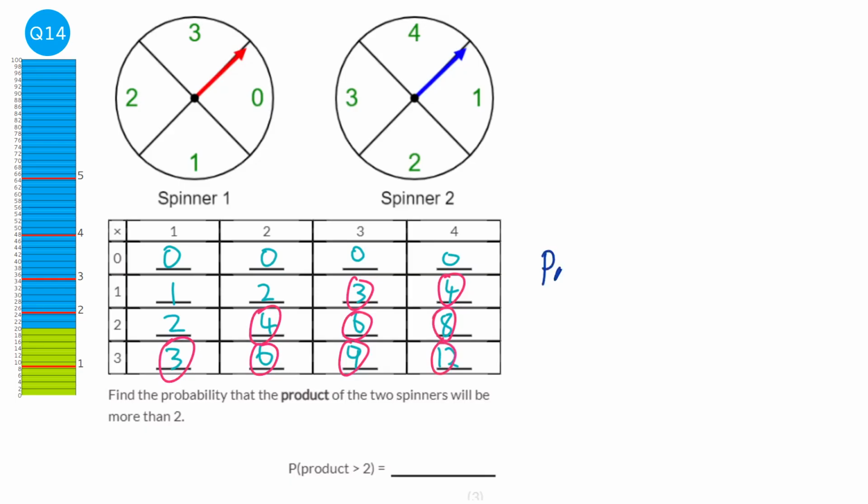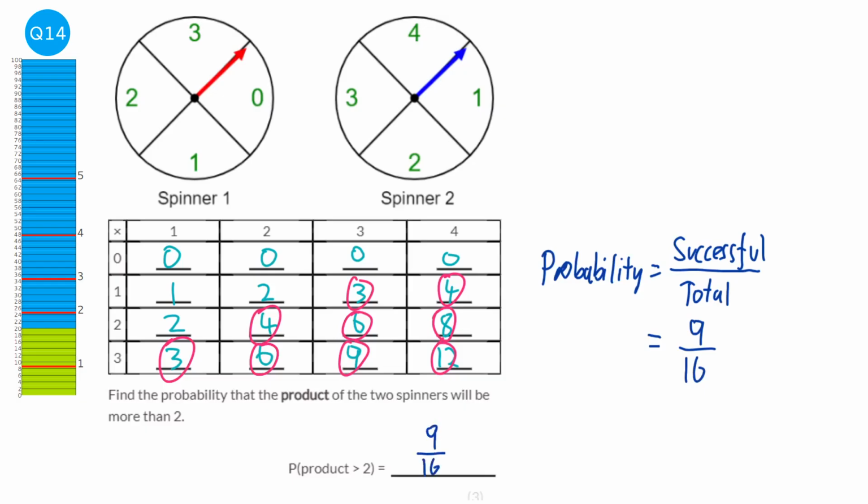And to work out a probability, it's always the successful outcomes over the total amount. So the successful ones are the ones I've circled, so 1, 2, 3, 4, 5, 6, 7, 8, 9. The total are all of them together, where it's a 4x4 grid, so it would be 16 in total. And so the probability that the product will be more than 2 will be 9 over 16.